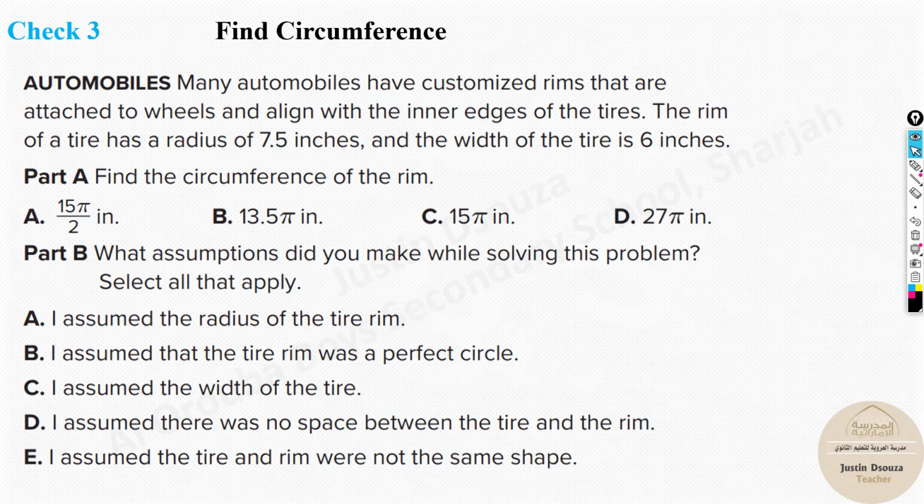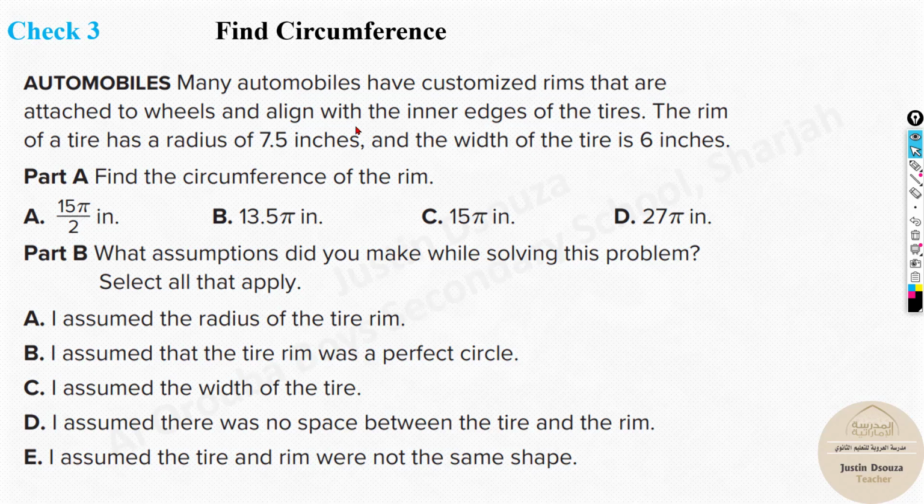Let's read the problem. Many automobiles have customized rims that are attached to the wheels and align with the inner edges of the tire. The rim of a tire has a radius of 7.5 inches and the width of the tire is 6 inches. Find the circumference of the rim. Now let's look over here. They are just asking for the circumference of the rim, not of the tire.